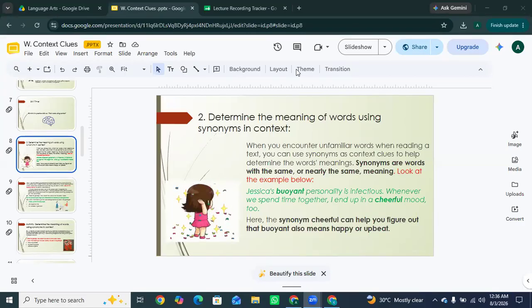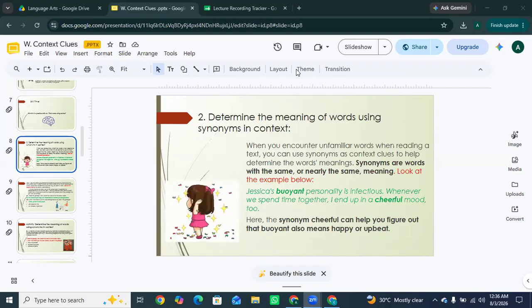The next one is determining the meaning of words using synonyms in context. When you encounter unfamiliar words when reading a text, you can use synonyms as context clues to help determine the word's meaning. Synonyms are words with the same or nearly the same meaning, like happy and cheerful. When you come across a difficult or unfamiliar word, you can look at nearby words in the sentence, which are context clues, to figure out what it means. Here we have an example.